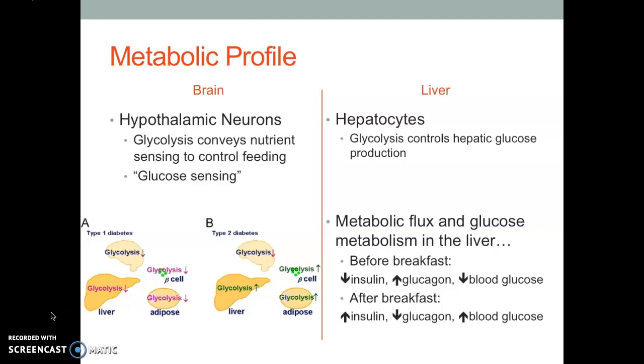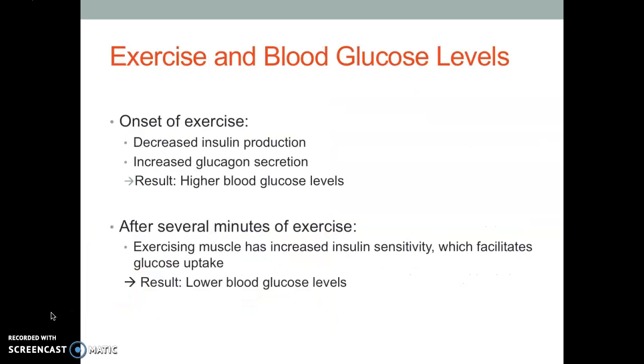The picture here is just comparing different rates of glycolysis between type 1 and type 2 diabetics. Glycolysis rates are decreased in all tissues mentioned for the type 1 diabetic. So in regard to exercise and blood glucose levels, initially there's going to be an increase in blood glucose, but then after a few minutes of exercise, the exercising muscle actually increases insulin sensitivity, which promotes glucose uptake and lowers the blood glucose.